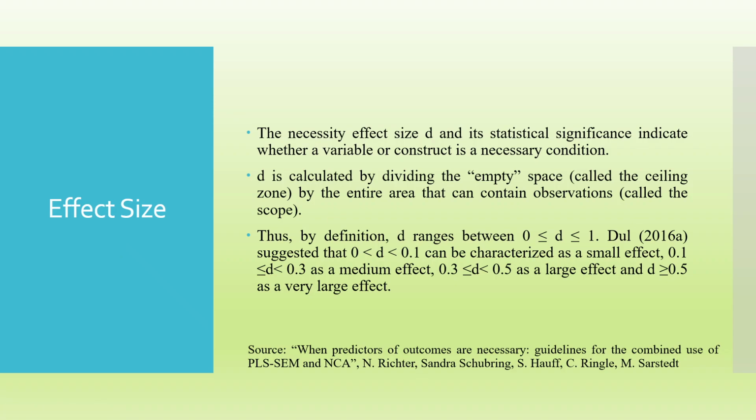The necessity effect size d and its statistical significance indicate whether a variable or a construct is a necessary condition or not. d is calculated by dividing the empty space called the ceiling zone by the entire area that can contain the observations, called the scope. Thus, by definition, d can range from 0 to 1, but the author Dul has suggested that if you have a value less than 0.1, we will say that this construct has a small effect. If it has a range between 0.1 to 0.3, it's a medium effect. If it is between 0.3 to 0.5, a large effect. And if it is above 0.5, we will say it's a very large effect.